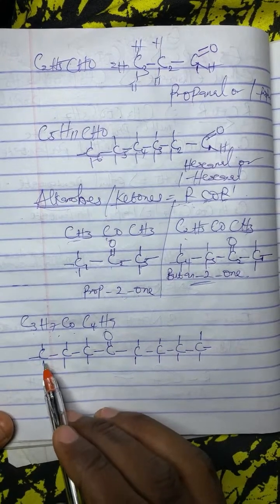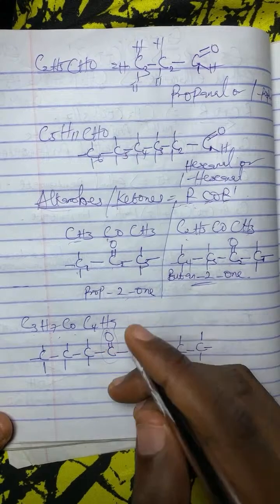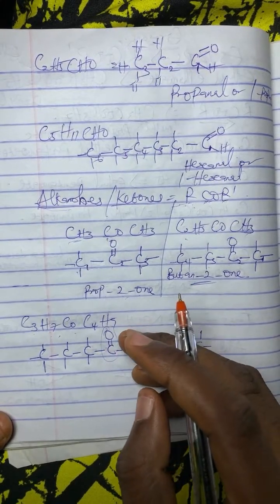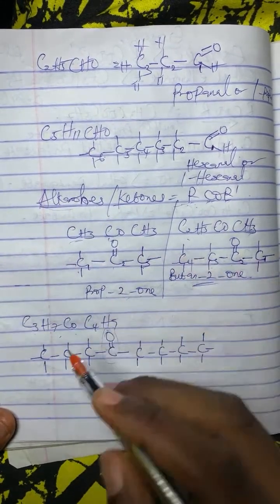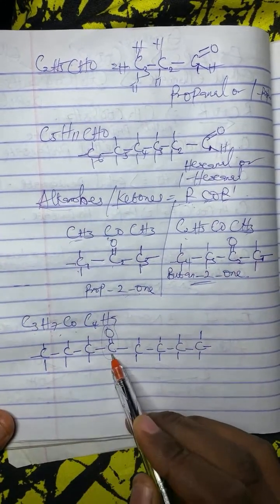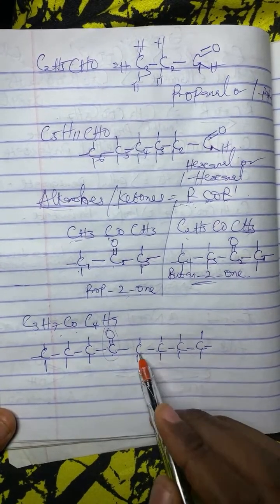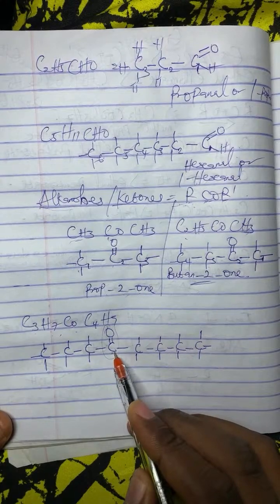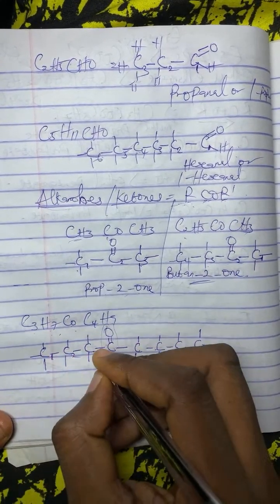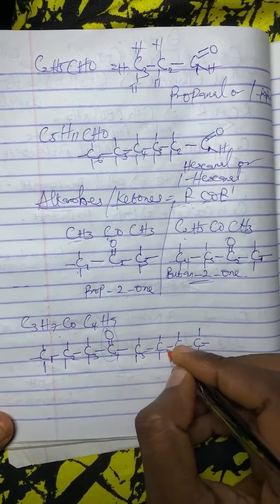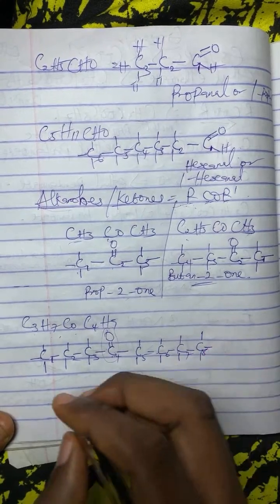I will check. If I start from the left, remember, this is the functional group, CO. I must make sure that this CO comes at a place where the carbon atom number is lesser. If I start counting from here, 1, 2, 3, 4, my functional group is on the 4th carbon atom. If I start counting from here, 1, 2, 3, 4, 5, my functional group is on the 5th carbon atom. That means I'm starting from the left. So I will say 1, 2, 3, 4, 5, 6, 7, 8.